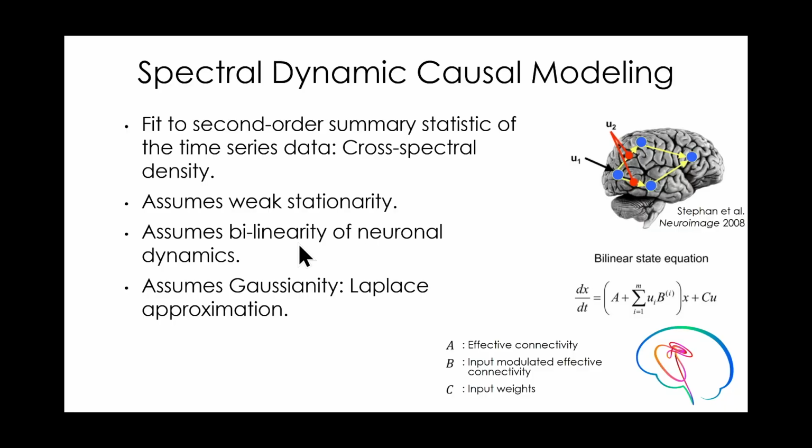It assumes bilinearity, and this is essentially the introduction of this B matrix here, where it allows for this input modulated connectivity. And it also assumes Gaussianity, and that basically means that all of the parameters that we're fitting during the DCM process, we assume that they come from a normal distribution, and that's, in other words, the Laplace approximation.